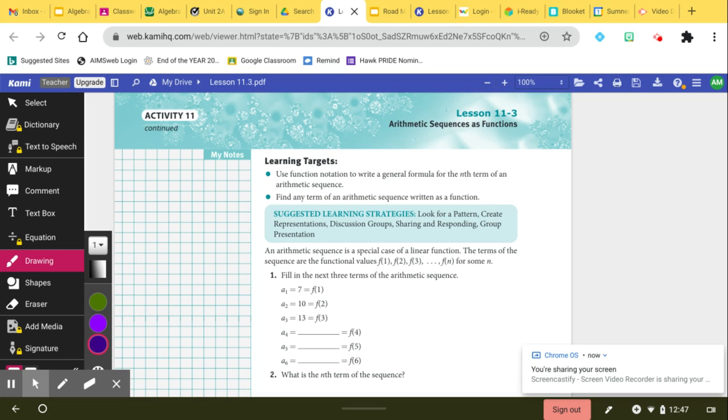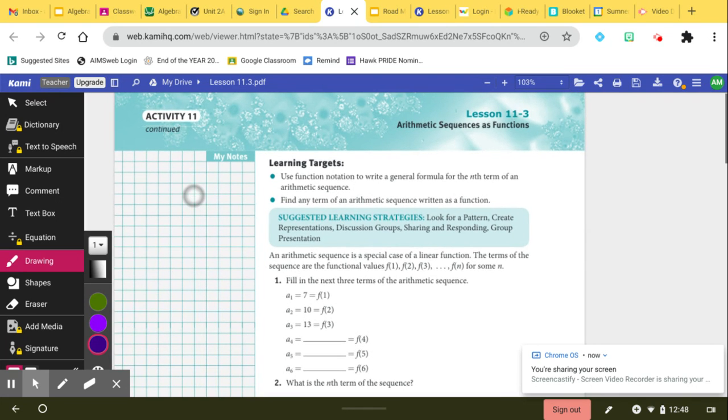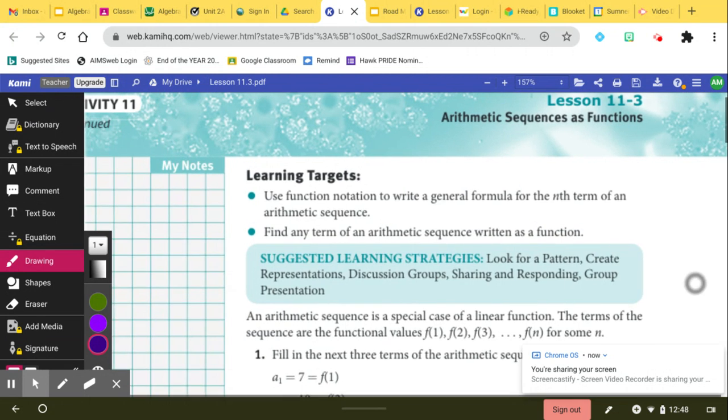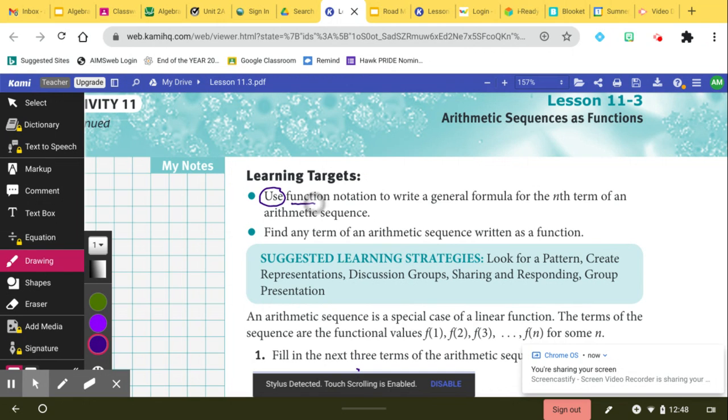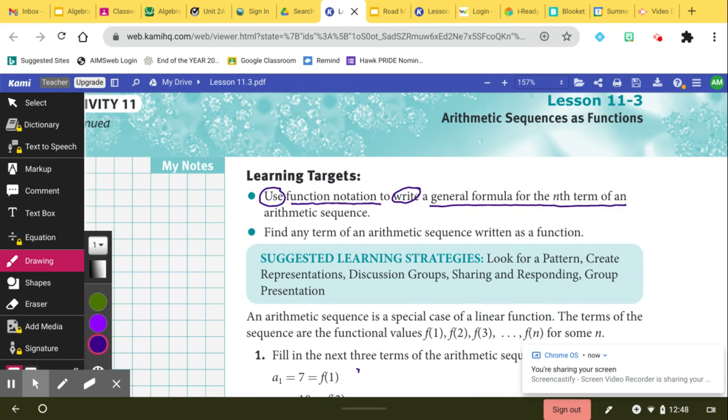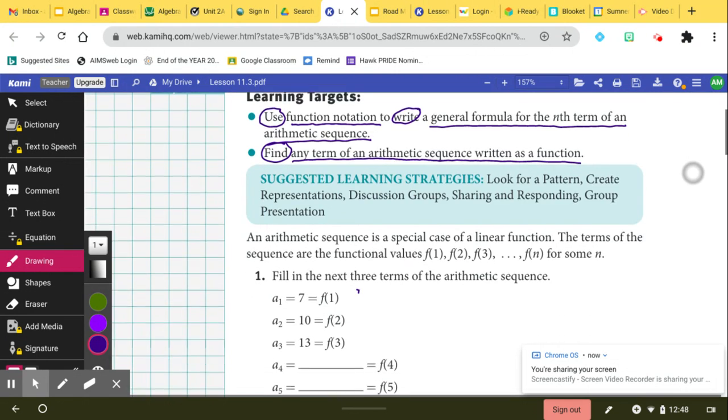All right, so here we are doing lesson 11.3, which is on page 166. So we're taking what we did in 11.2 when we came up with explicit formulas. And really, for this lesson, we're just changing the notation that we use to function notation. So our learning targets: we're going to be able to use function notation to write a general formula for the nth term of an arithmetic sequence. Then we're going to be able to find any term of an arithmetic sequence written as a function. So just really writing it in function notation.